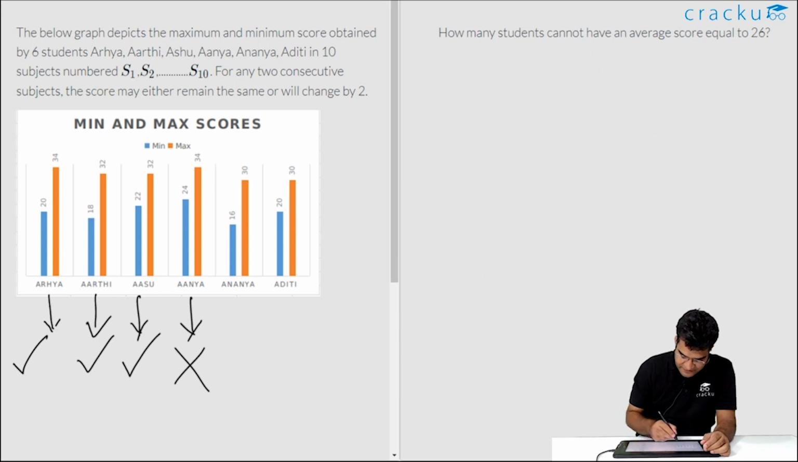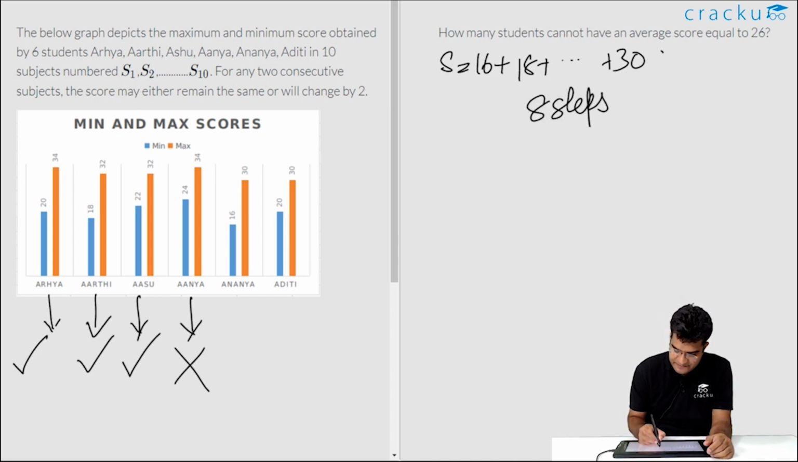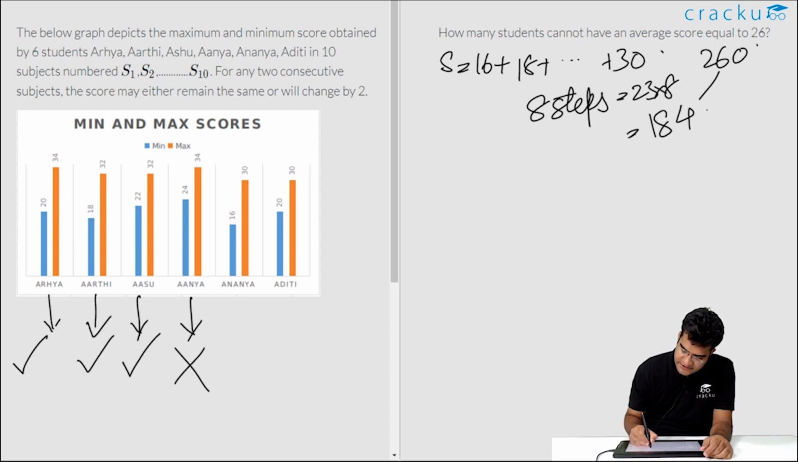Similarly, if I am looking at the next one, which is Ananya, she starts from 16, 18, plus dot dot dot plus till 30. The difference is 14, so this takes 8 steps and she makes 23 into 8, which is equal to 184. The total that we need is 260. So amongst the 2 reserve steps, the sum of those 2 steps should equal 76.